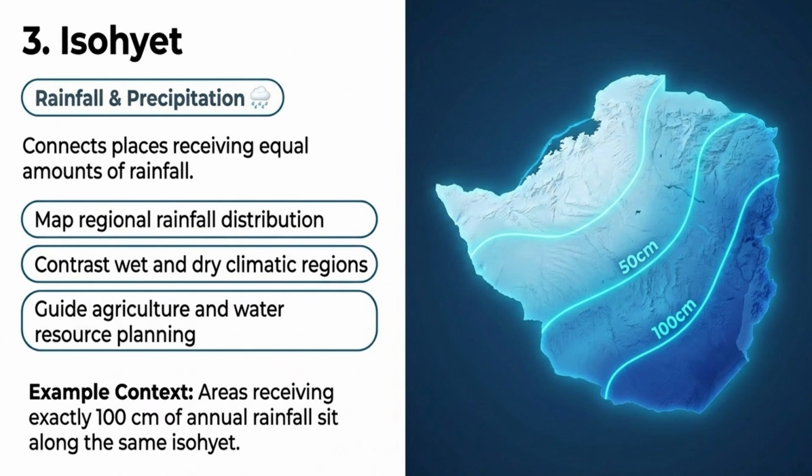Isohyets help us understand the distribution of rainfall in different regions. They also help us identify wet and dry areas and are very useful for agriculture, water resource management, and climate studies. In simple words, an isohyet is a line joining places with equal rainfall on a map.